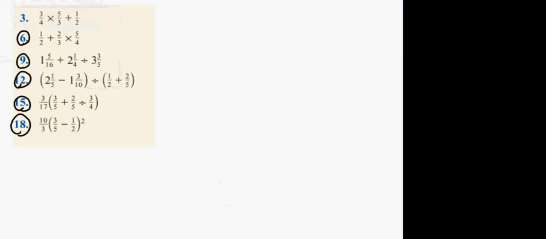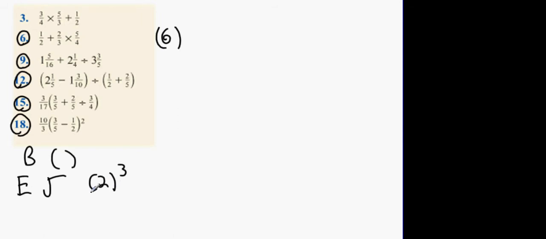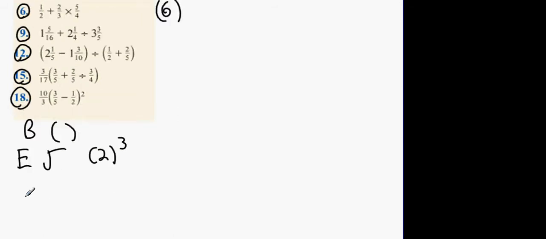Okay, this is exercise 4.6. We're going to start with question 6. We're doing PEMDAS. Now PEMDAS means brackets, exponents, which means square roots and powers, multiplication and division, which are on the same line and can be done at the same time, and addition and subtraction, once again at the same time.